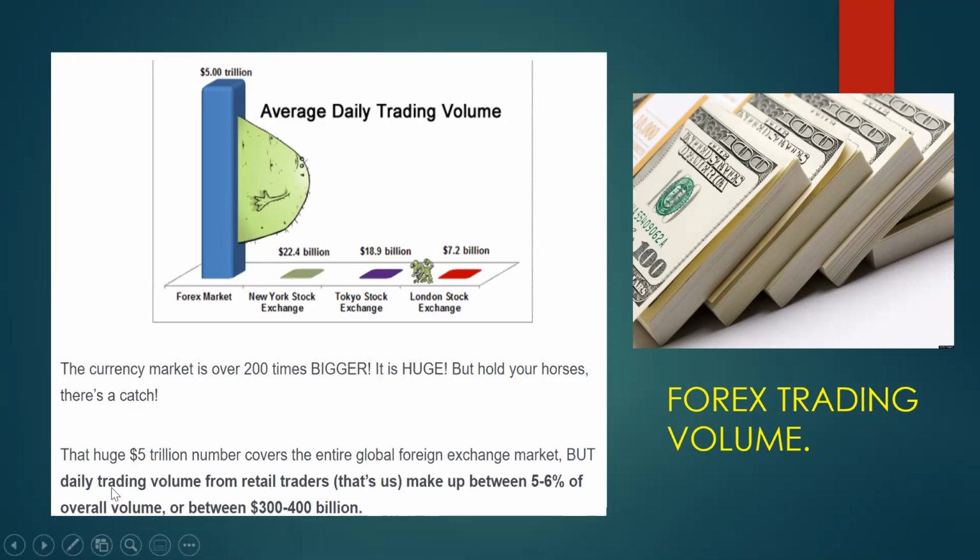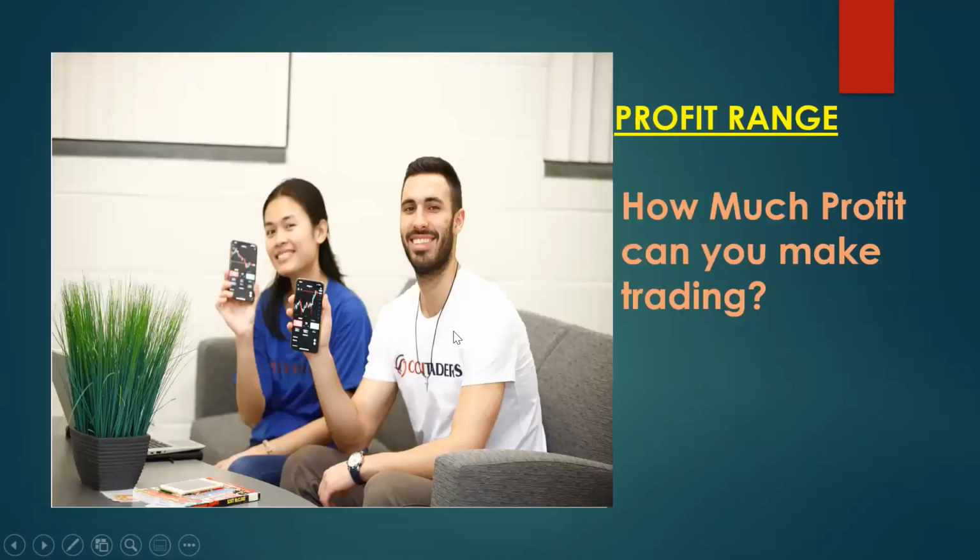Now, the huge $5.5 trillion covers the entire global exchange market. But the trading volume from retail traders, that is you and me, everybody who trades from everywhere, makes up about 5 to 6% of overall volume, which is between 300 to $400 billion daily. This is the volume retail traders trade daily in the forex market. So it is a market where you can make thousands or millions of dollars as you wish, based on capital control and your risk measure as well.